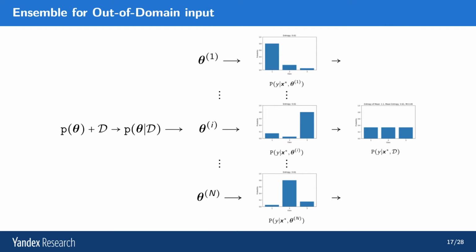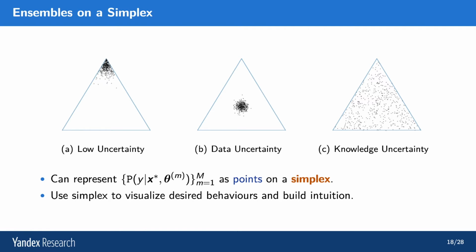Now we can visualize this in a different way. What I have here is something called the simplex. The simplex, in this case a 2-dimensional simplex, is a triangle. It represents the space in which every single point represents a probability distribution over 3 classes. If we have higher dimensional simplexes, we can describe distributions over more classes. Now, we can visualize the behavior of the ensemble in these 3 cases.